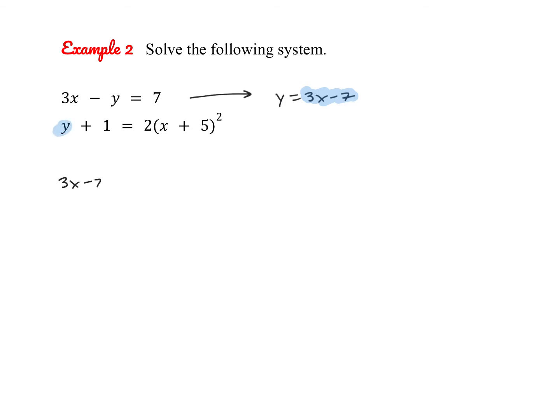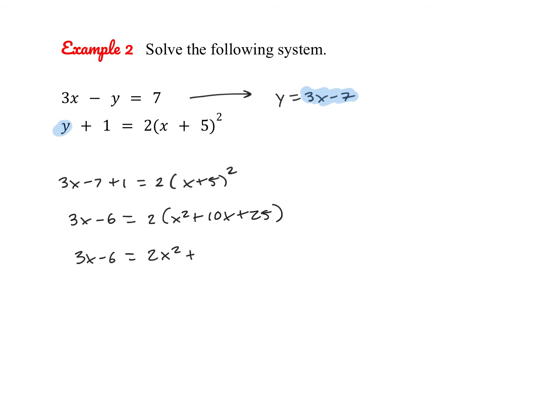So we get 3x minus 7 plus 1 equals 2 times (x plus 5) squared. Here, let's combine like terms and start multiplying this out. So we have 3x minus 6 equals 2 times (x squared plus 10x plus 25). This gives us 3x minus 6 equals 2x squared plus 20x plus 50. And then let's set our equation equal to 0 so we can finish solving. So here we get 2x squared plus 17x plus 56.